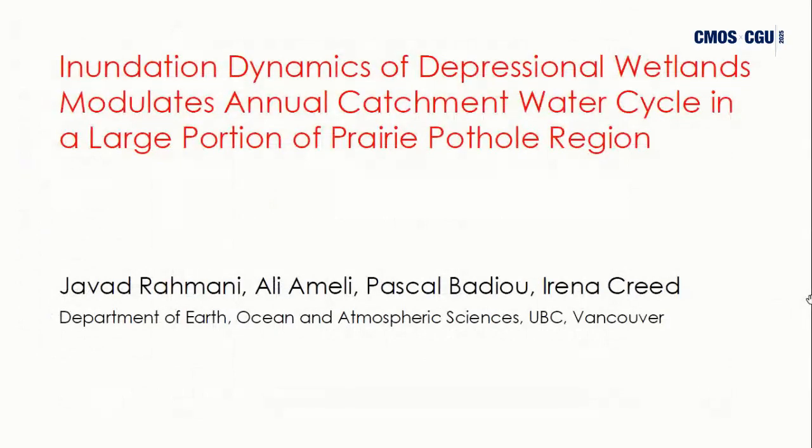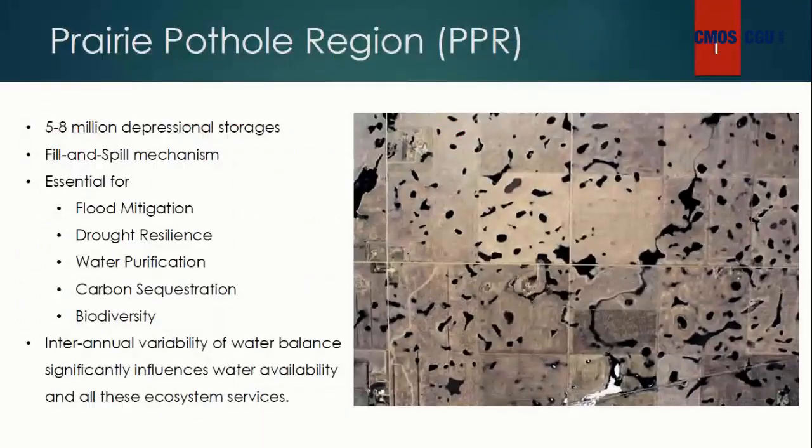Okay. Hi everyone. I'm Javad Rahmani. I'm presenting our research on interannual variation of runoff generation between pothole-dominated catchments in the peri-pothole region. The peri-pothole region contains between 5 to 8 billion depressional storages.